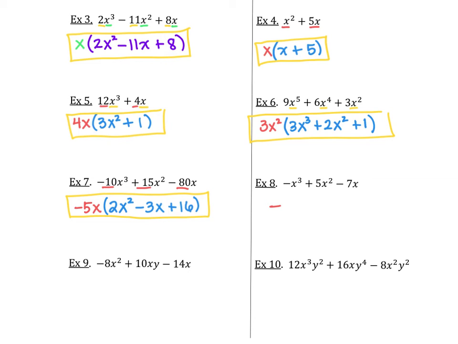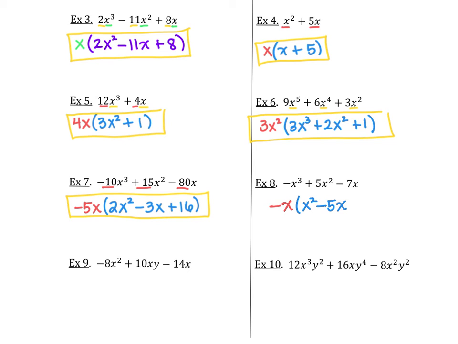Okay, now are there any variables in common? X to the third, x to the second, and x. Since they all have at least an x, I'm going to take out negative x. And remember, if the leading coefficient or the first term is a negative, I take out a negative. Okay, negative x times x to the second will give me negative x to the third. To get a positive 5, and I have a negative, I need another negative 5. To get x to the second, I need another x.